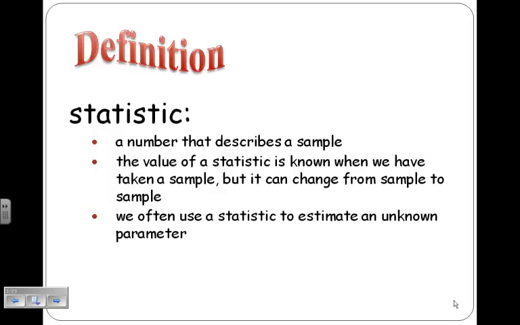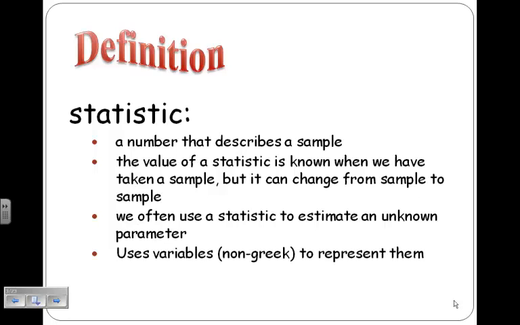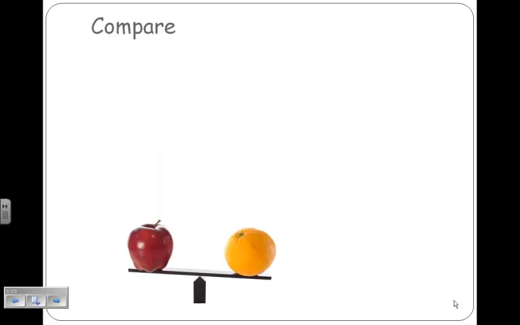But it is something that we can find and we can know. We often use statistics to estimate unknown parameters. So I've said that you can never know what a parameter actually is, and we use statistics to help us estimate them, to help us figure out how close we are. We use non-Greek variables to represent statistics, like x bar or p hat.